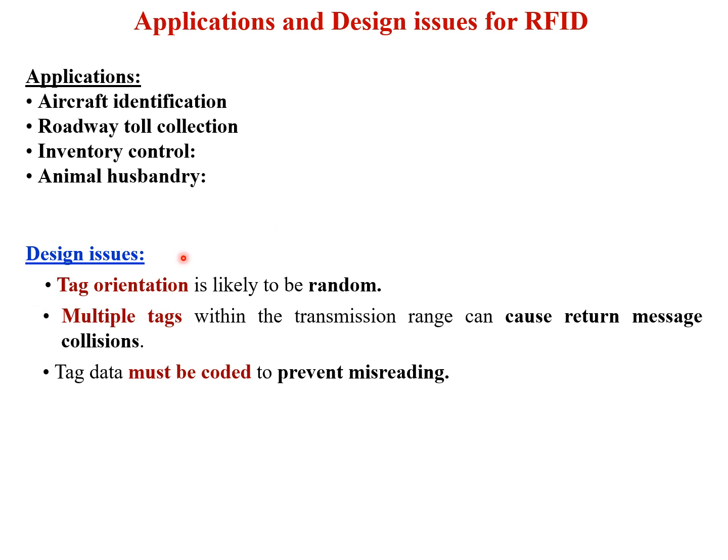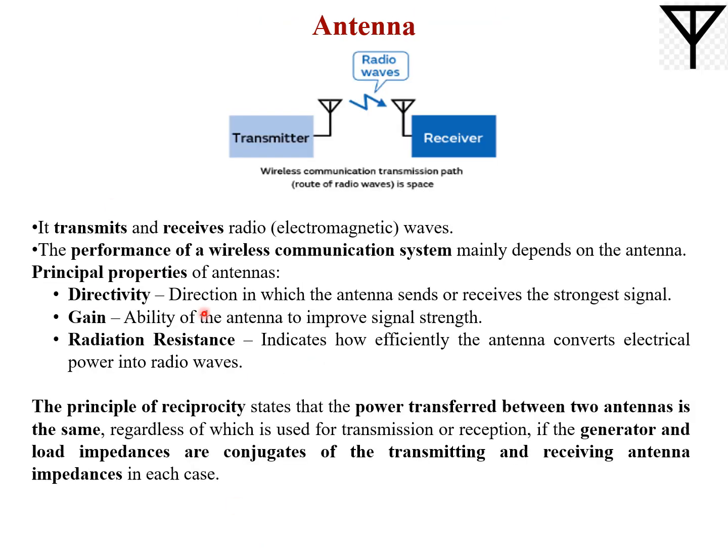And these are the design issues related to RFID. The first one is tag orientation. Tag orientation is likely to be random, so the tag and reader antenna must be designed to give the required range for any orientation. Then multiple tags within the transmission range can cause a return message collision. One way to avoid this is by using a random delay for tag responses, which may allow several tags to be interrogated at once, and the tag must be coded to prevent misreading.